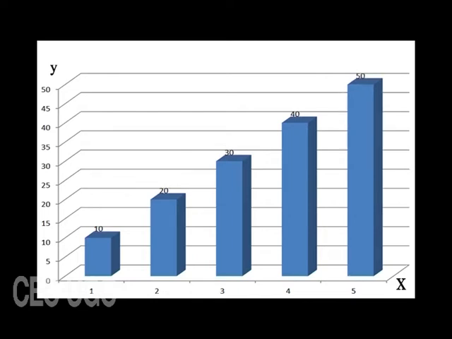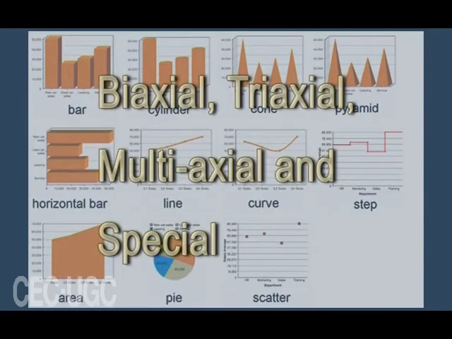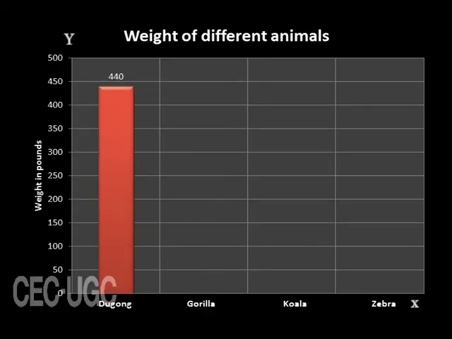Bar graphs are one of the many techniques used to represent data in a visual form so that the reader may readily recognize patterns or trends. There are several types of graphs such as biaxial, triaxial, multiaxial, and special. Now, let's unfold the meaning of bar graphs.